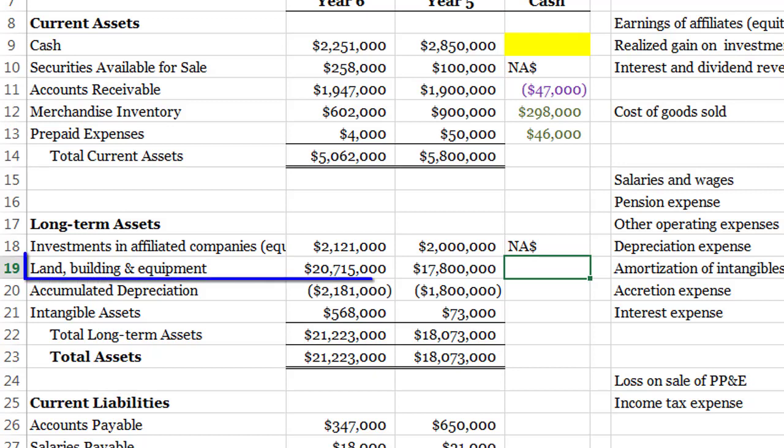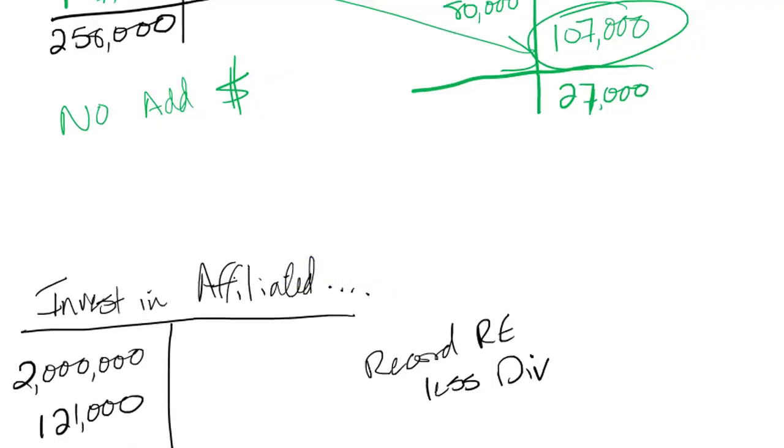Next, we've got our land, building, and equipment. And I know I did several things with those because I saw them as I was scrolling through to get ready for this investment in affiliated companies. A couple of them caught my eye. So I know we've done some things with that account. It looks like we started at 17.8 and we ended at 20,715,000. Let's see if we've already accounted for the changes or if there's some other cash event that maybe we don't know about yet.